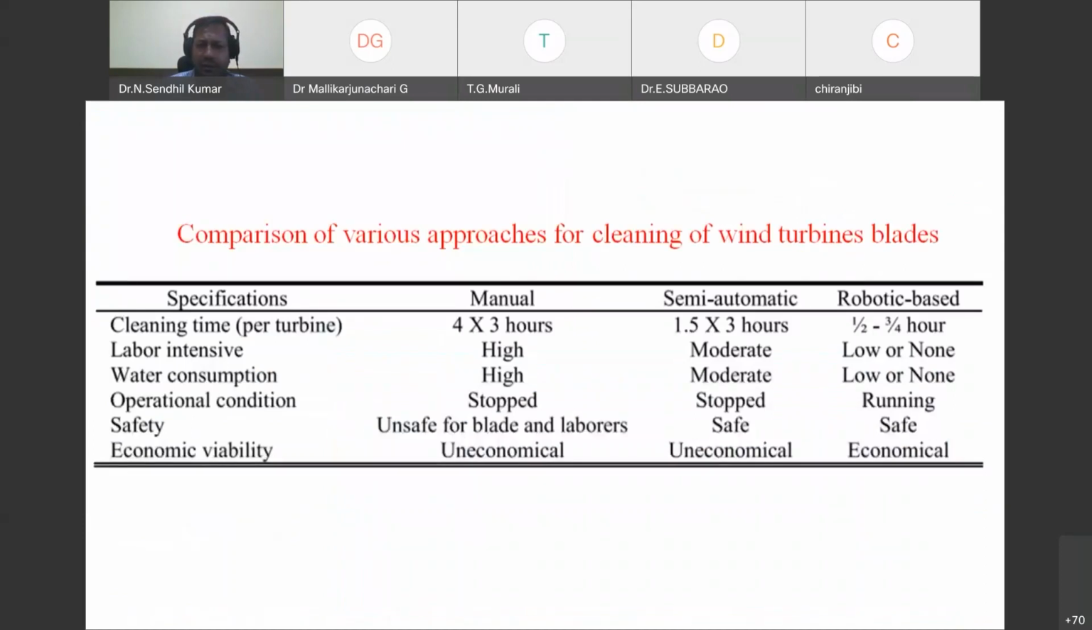If you use these robots, there is a comparison with cleaning the wind turbine blades manually. With robotics, you will see that within half an hour to 45 minutes, cleaning per turbine can be completed, the water consumption is very low, and it's very safe. Okay, so these are the areas where you can concentrate to minimize the cost of robotics. We are using cutting-edge technology, and if you minimize the operation cost, automatically the power production costs will also be minimized.